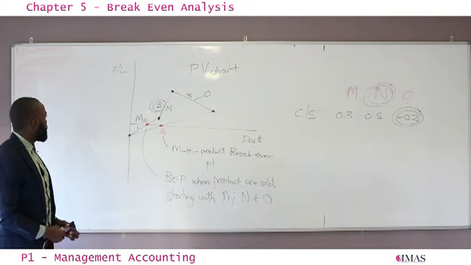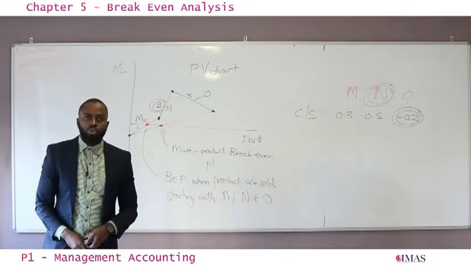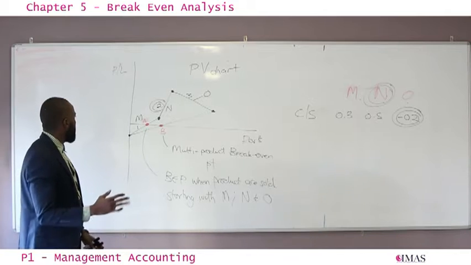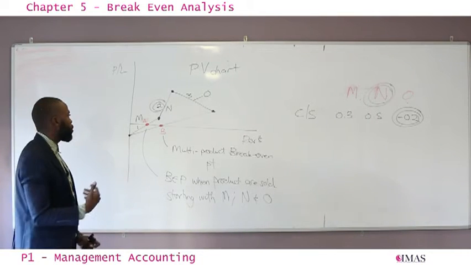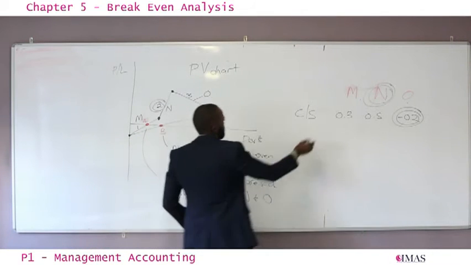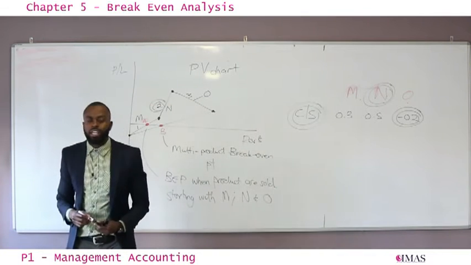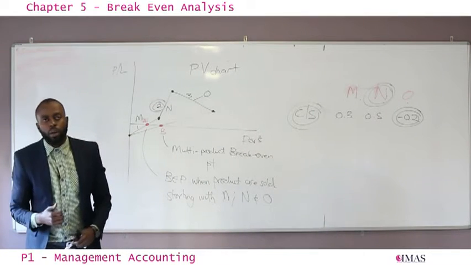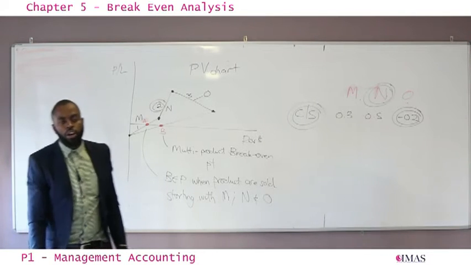So that's about it on our profit volume charts on multi-product CVP analysis. What you should grasp from this concept is that the steeper the slope, the higher the contribution per unit, or the higher the contribution to sales ratio. So the correct thing is the contribution to sales ratio. From our PV chart, you can easily identify the product by looking at the steepness of the slope. So that's it on our graphs.